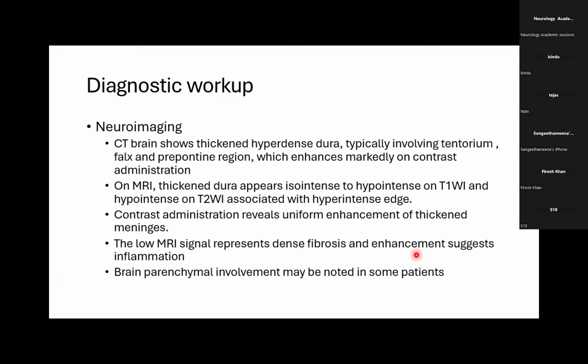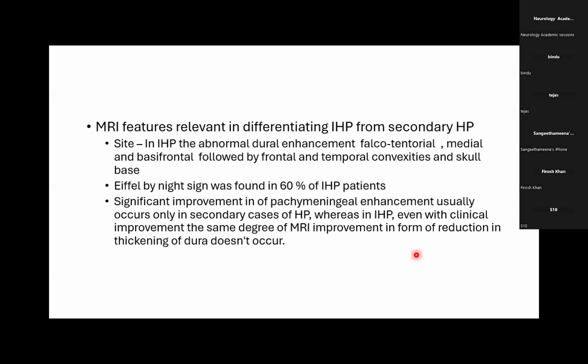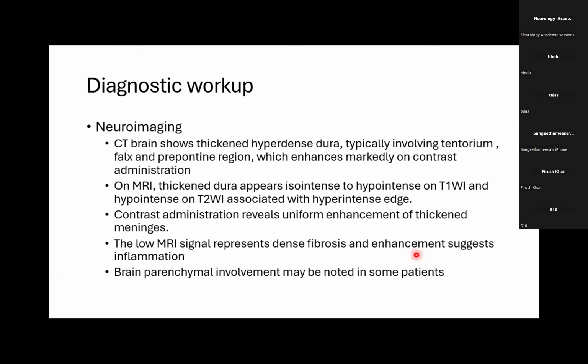The contrast enhancement is mainly because of increased vascular permeability. The hypointensity represents dense fibrosis and the enhancement represents inflammation. Brain parenchymal involvement may be noted in some patients. Like seizures, a patient can have seizures.